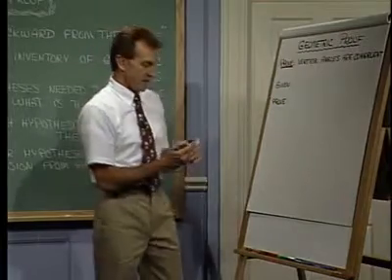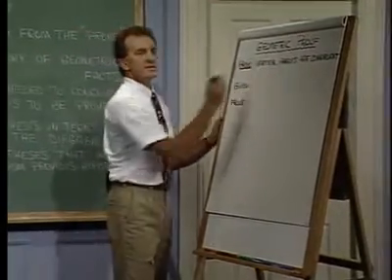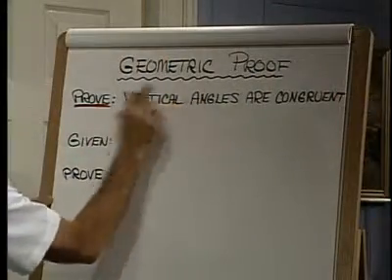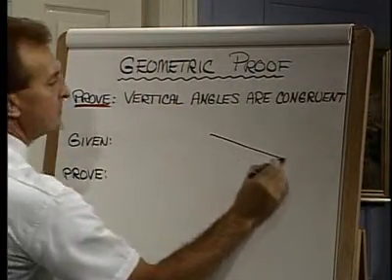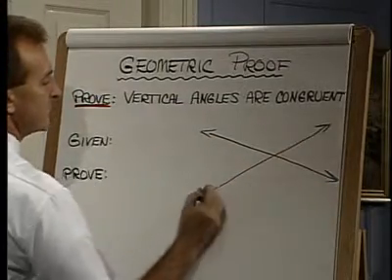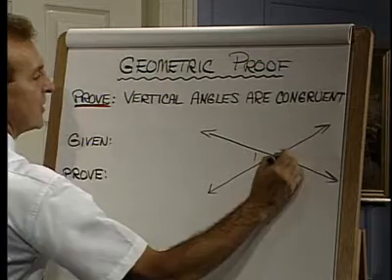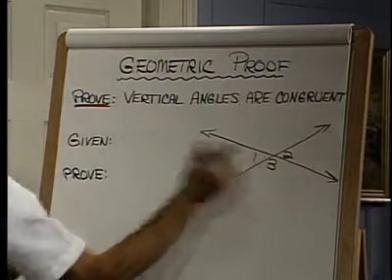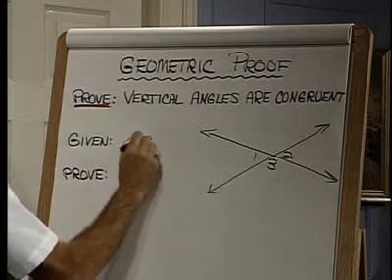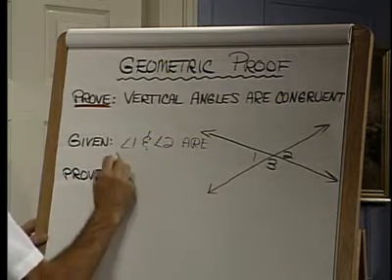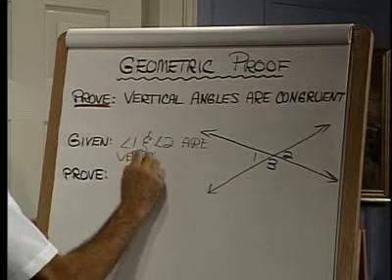Vertical angles are congruent. Well, again, this is the given. We have given that we have vertical angles, so draw them accordingly. Draw vertical angles. And let's number them. We'll call that 1, 2, and 3, like so. All right, these are vertical angles right here. So it's given that angle 1 and angle 2 are vertical angles.